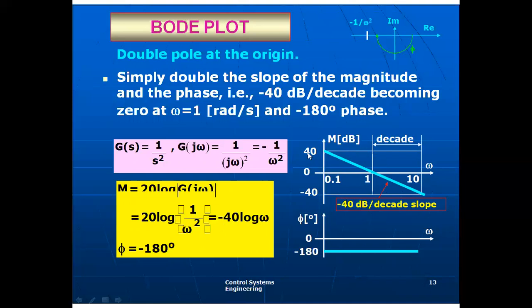So a double pole at the origin, or type 2 system, will contribute a slope of minus 40 decibel per decade. And this function G(s) equal to 1 by s square contributes a phase angle of minus 180 degree with respect to omega. In this way, for a higher type, suppose it is 1 by s cube, this function will contribute a minus 60 decibel per decade slope, and the angle will be minus 270.